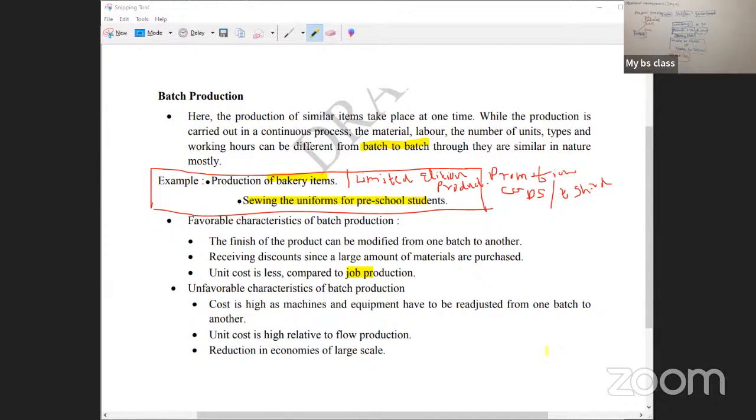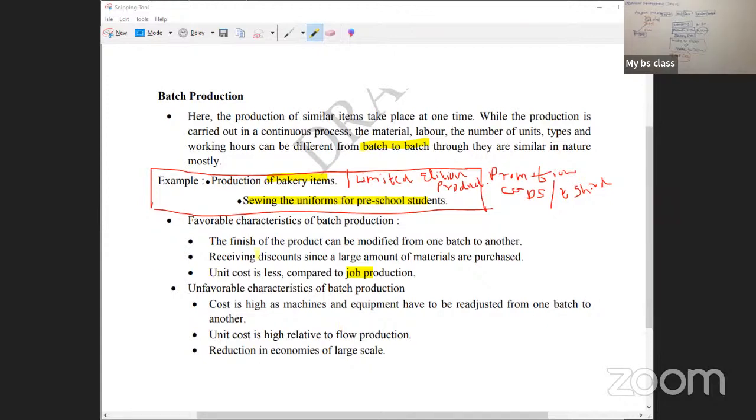Yes, the finish of the product can be modified from one batch to another. Yes, it will be modified for the next batch. That batch is finished. That t-shirt set is printed. So for the next set, you have a chance to make some modification.